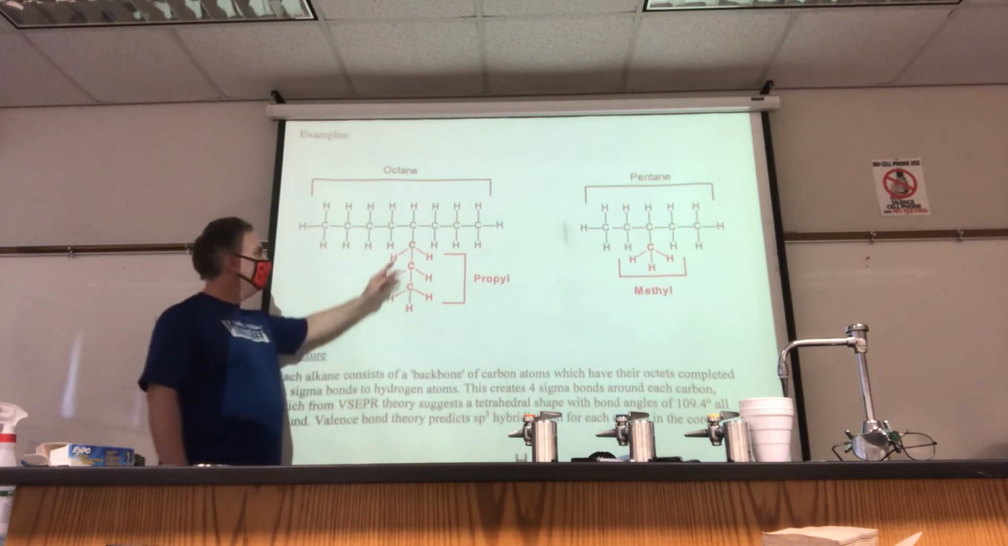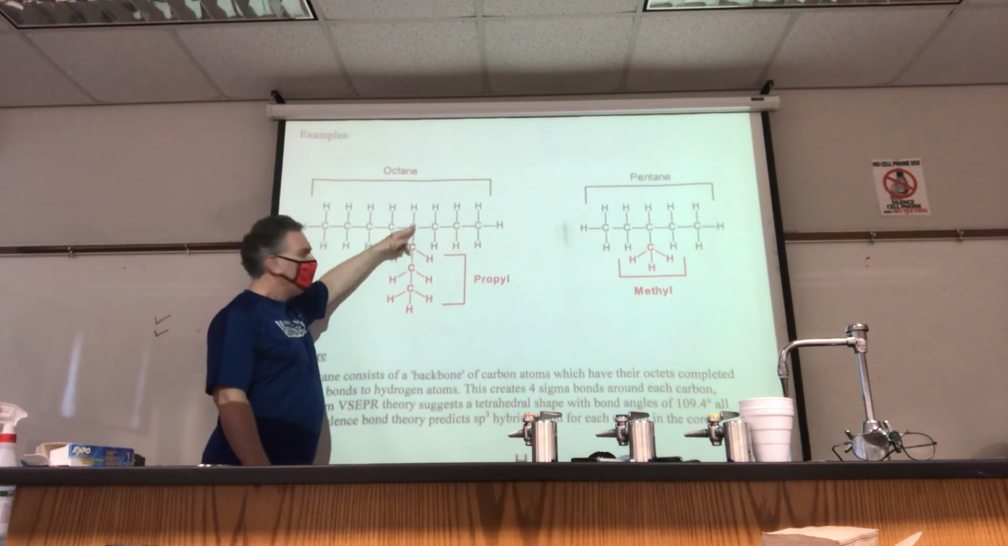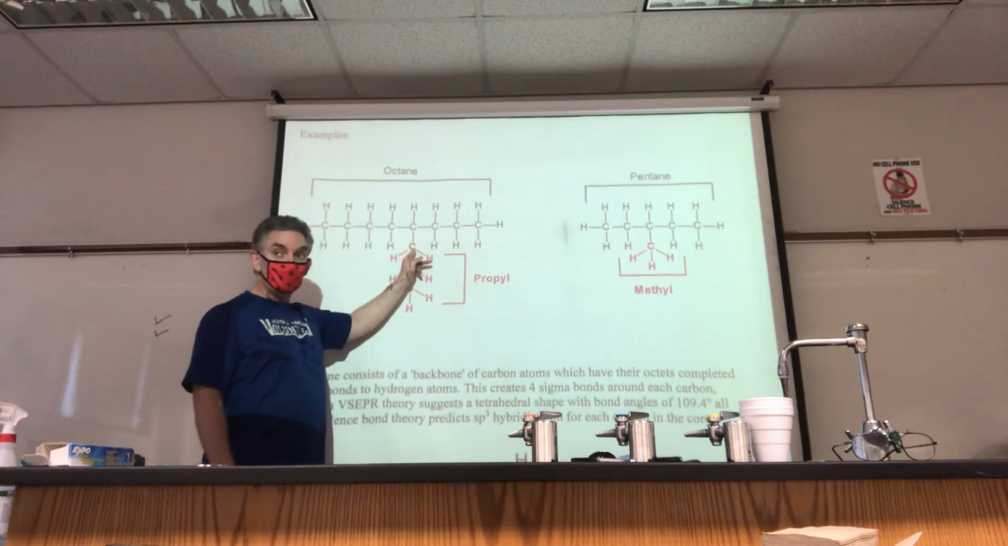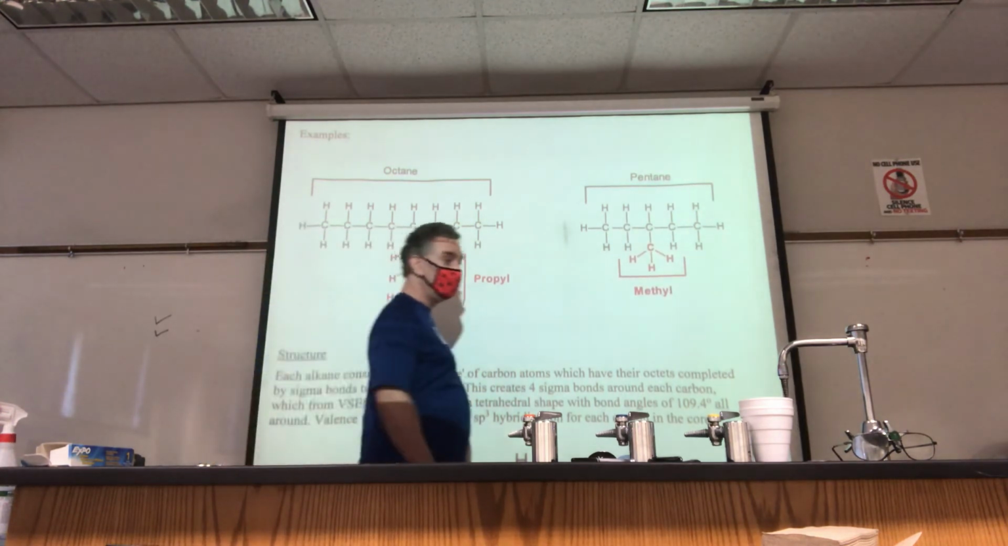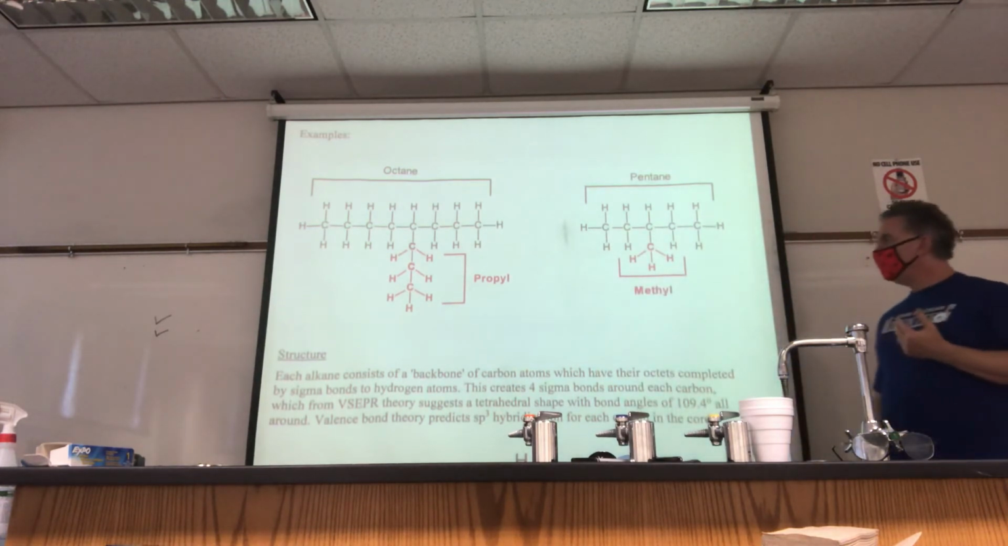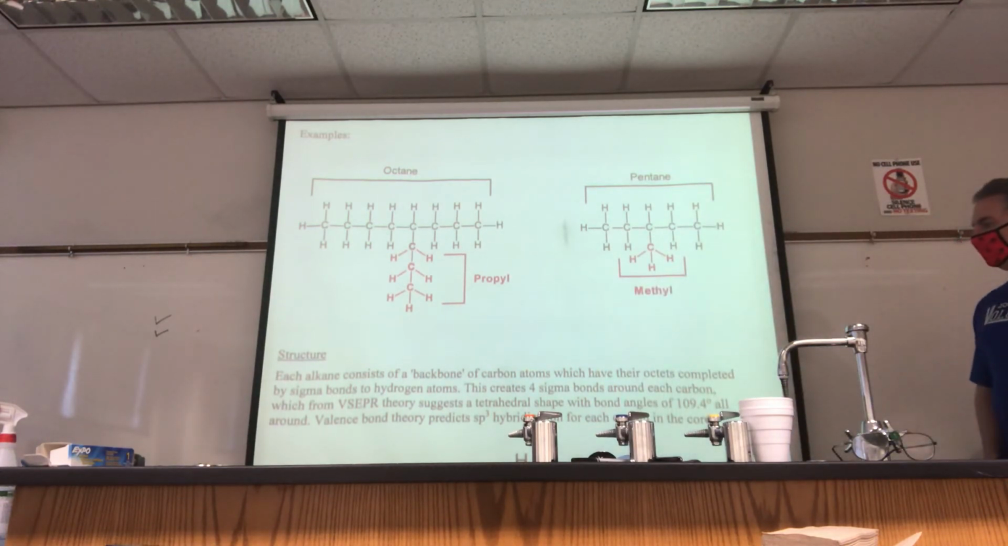Notice that the branch doesn't include the main chain carbon. It can't be part of the main chain and part of the branch. So the branching doesn't include the core chain carbons. Nothing gets counted twice.